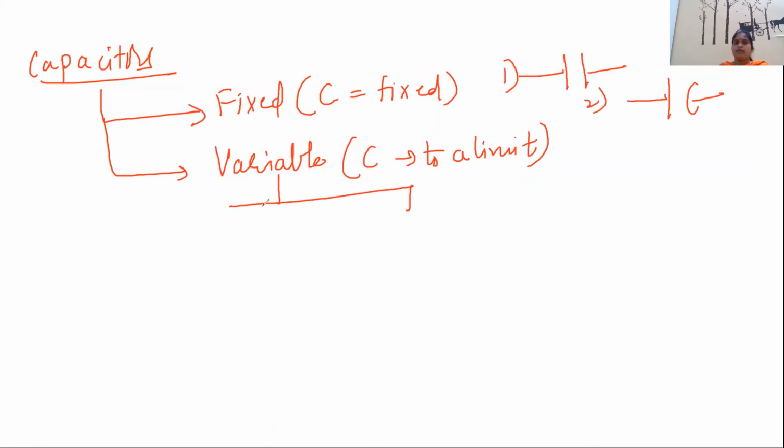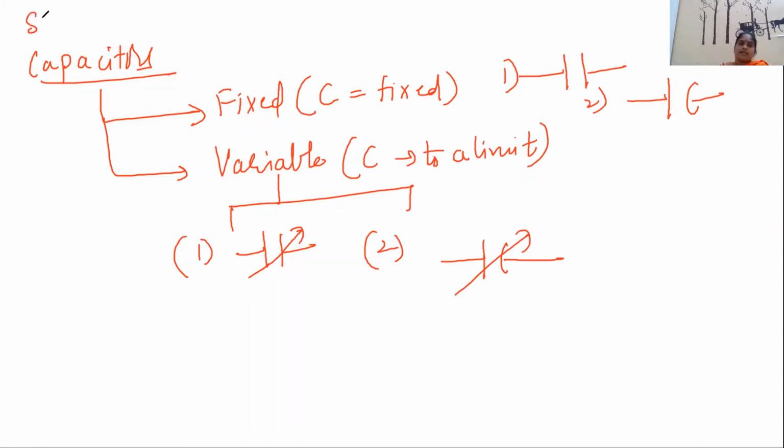Coming to the variable capacitor, since the capacitance can be varied to some extent, we show an arrowhead indicating that the capacitance of that capacitor is varying. You can also represent the symbol in this way. So this is about the symbol of a capacitor.